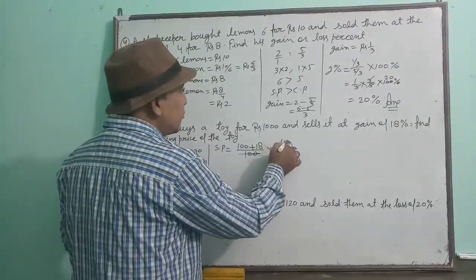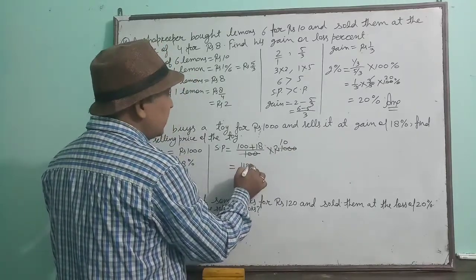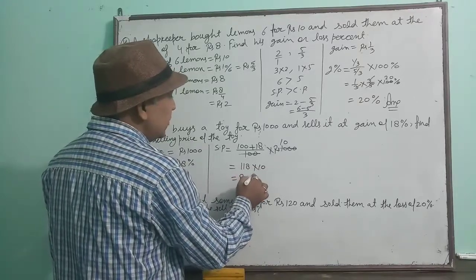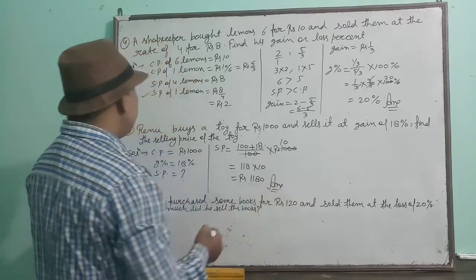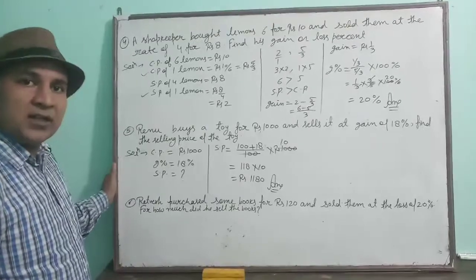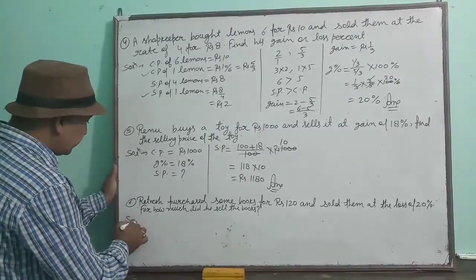100 dividing 1000 by 10 times. 100 plus 18 is 118. So 118 into 10 is rupees 1180. That means Renu sells the toy in 1180 rupees. Now see the 6th question.